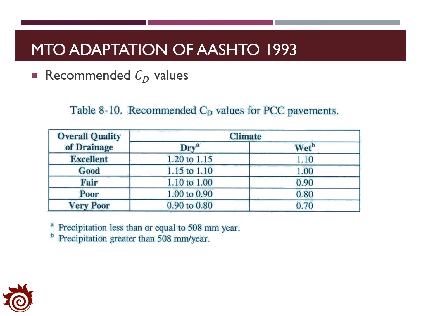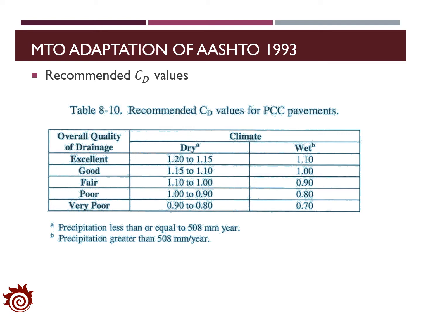The drainage coefficient C_D is also specified by the MTO adaptation for the design of the rigid pavement, which will be explained in the future lectures. The table here shows the typical C_D values under different drainage conditions and climates. There are two types of climates for the rigid pavement design, dry and wet. Dry indicates that the precipitation is less than or equal to 508 mm per year, while for the wet climate, the value is higher than 508 mm per year.